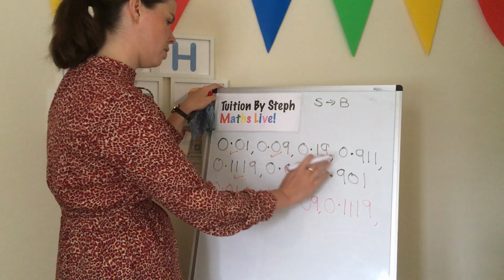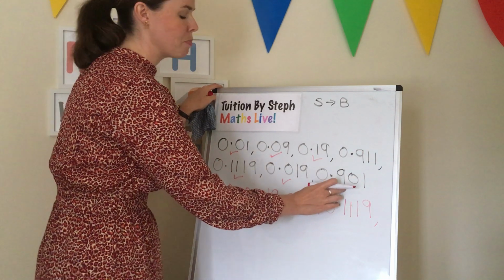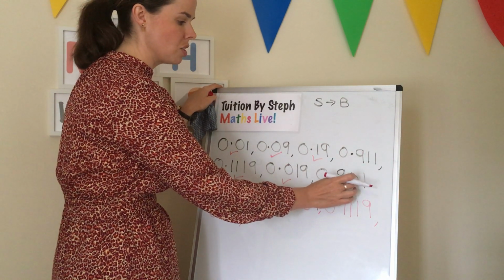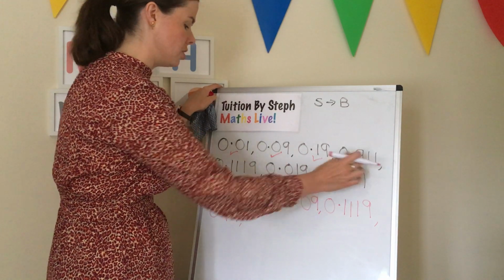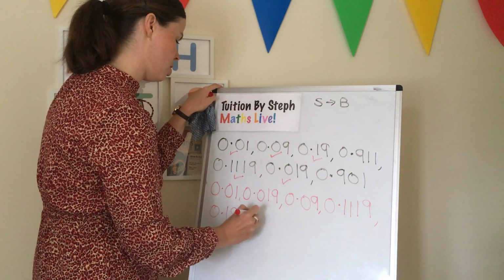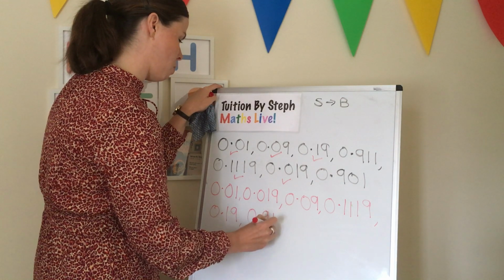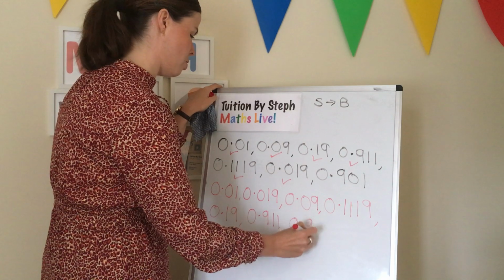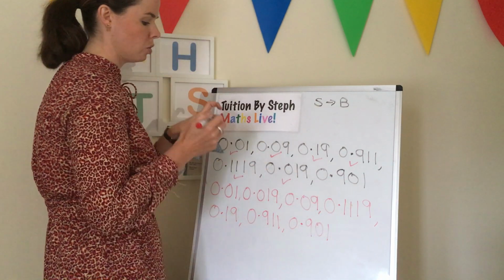Right, so we've got these two. Right, these two are left. They've both got 9/10. So 9/10, let's go to the hundredths. This one's got no hundredths. This has got 1/100th. So it's 0.911 and then 0.901. So there we go. Order from smallest to biggest.